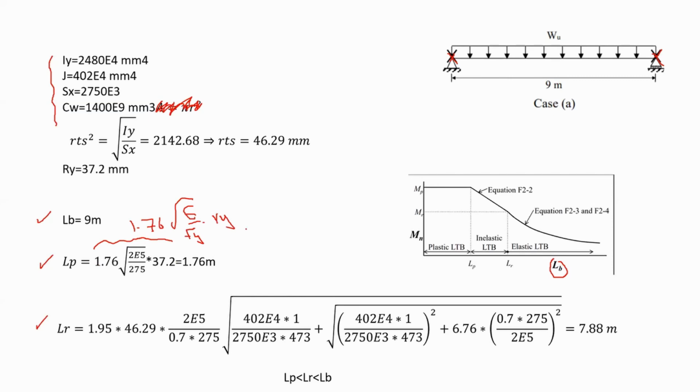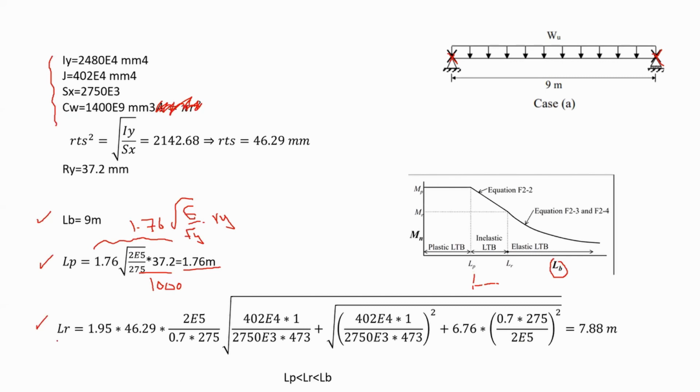Ry is obtained from the section tables. So if you calculate the whole thing, it would appear in millimeters. In here, you can divide by 1,000 to convert it to meters. So in here it appears that LP is equal to 1.76. Now obviously LB is much bigger than LP, so I know that my LB cannot be plastic. Now I have to check whether it's less than LR or not.